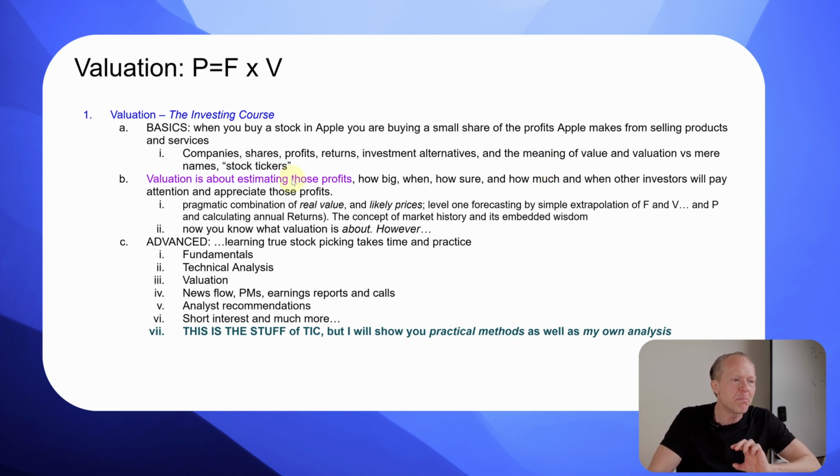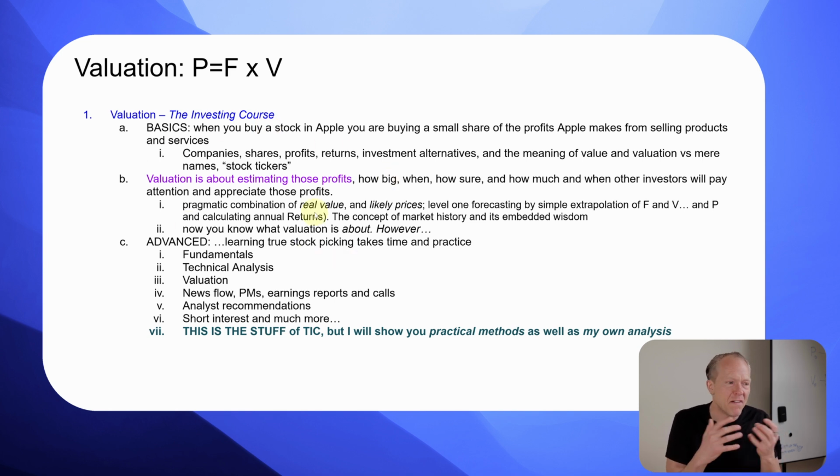So the basics is about you buying a share. What is a share? Well, it's a share in the company that you're buying. So it's a part of it. That's why it's called a share. So you get a share of Apple if you buy a share in Apple. So this is the absolute basics of value-based investing.